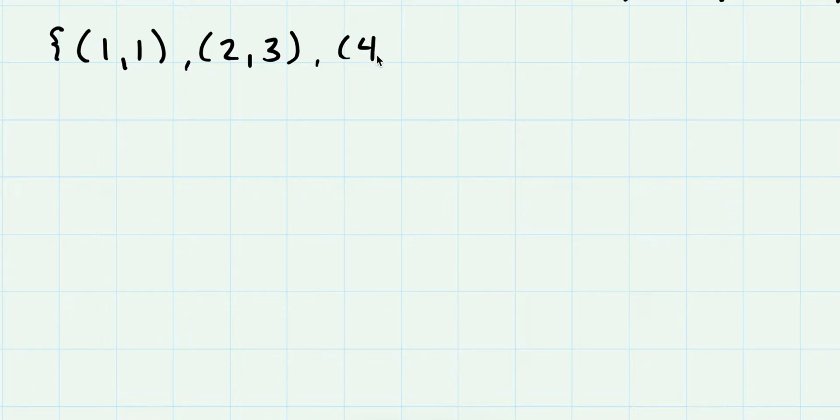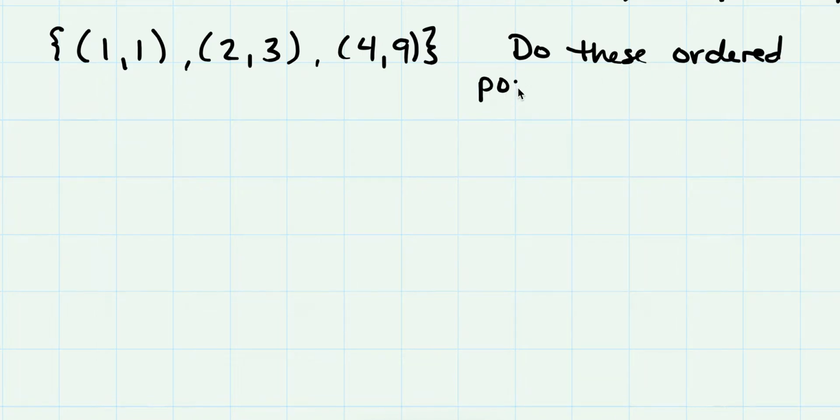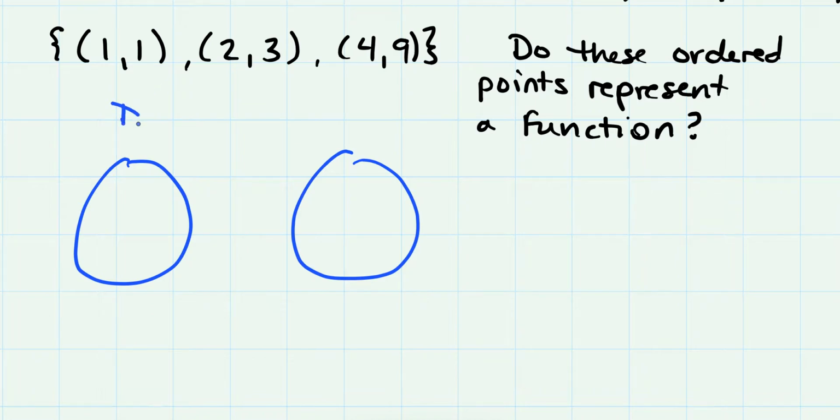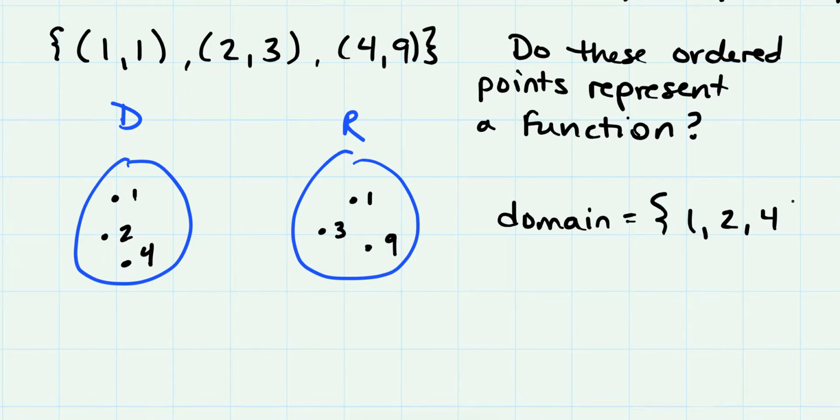So let's say we have the following sets of points: 1, 1, 2, 3, and 4, 9. Do these ordered points represent a function? So when we see these ordered points, what we want to think about is that we have in the domain, so I'm going to just say D for domain and R for range, we have the points 1, 2, and 4. And in the range, we have the points 1, 3, and 9. In fact, we can write domain over here and say the domain is 1, 2, and 4, and the range is 1, 3, and 9.